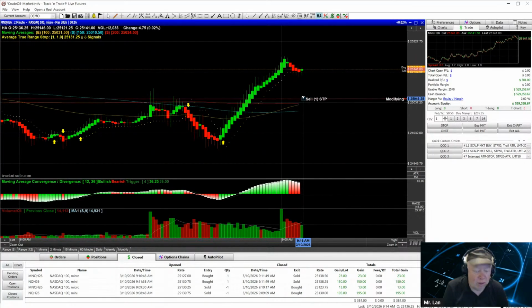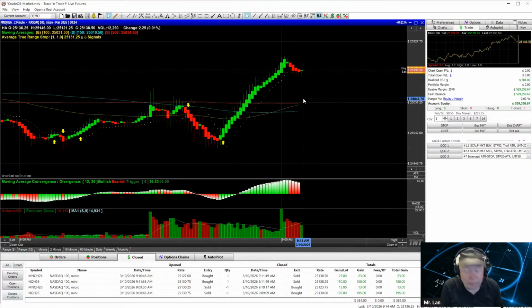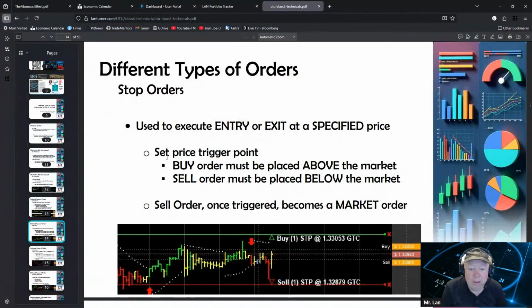Now remember, there are rules that they must be placed above or below. Set price trigger point: a buy stop order must be placed above the current market price, and a sell stop order must be placed below the current market price.